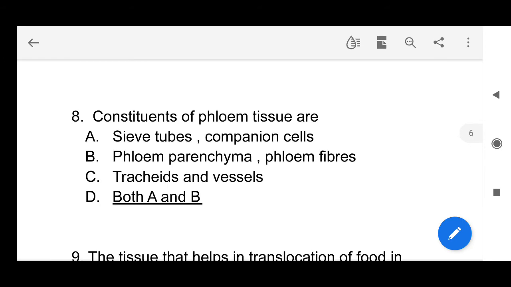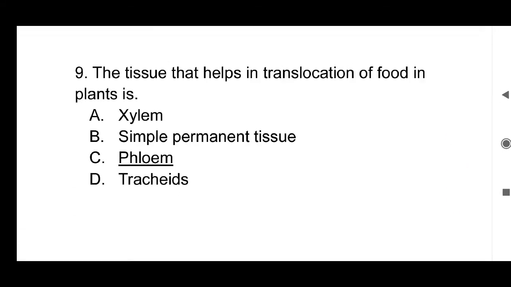Next question, the constituents of phloem tissue are. So phloem tissue is also made up of four types of cells, that is sieve tubes, companion cells, phloem parenchyma and phloem fibers. So see here, sieve tubes and companion cells are known as sister cells because they are the result of the division of a single cell, and that's why the companion cell contains a nucleus, whereas the sieve tube is devoid of any nucleus. The tissue that helps in translocation of food in plants is phloem. So phloem helps to translocate prepared food from the leaf to various other parts of the plant.